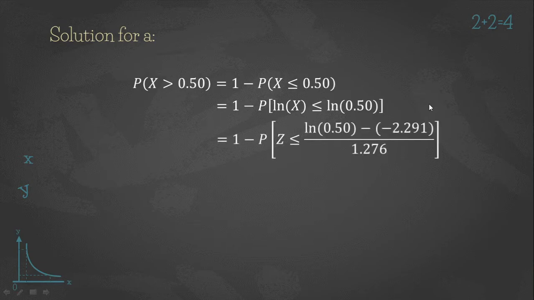Then, 1 minus the probability of variable z less than or equal to the quantity ln of 0.50 minus negative 2.291 divided by 1.276. Itong formula na ito is na-discuss na doon sa past slide. Ito yung cumulative distribution function. So, isa-substitute na lang natin itong mga given para mahanap natin yung sagot. So, itry natin ito sa ating calculator.